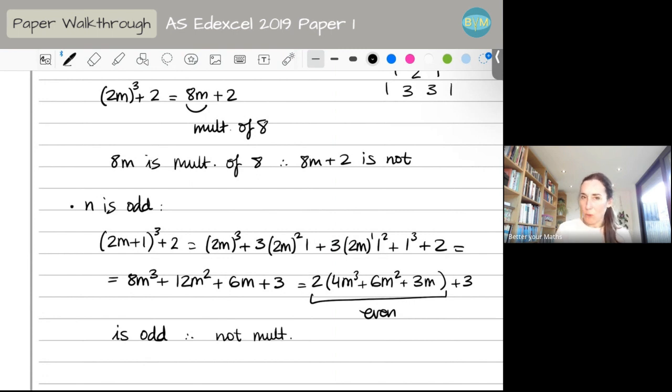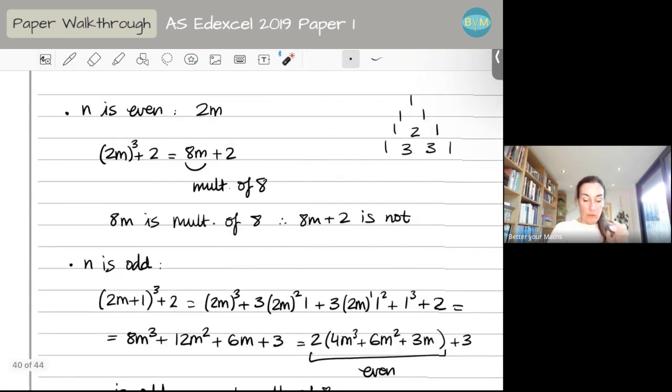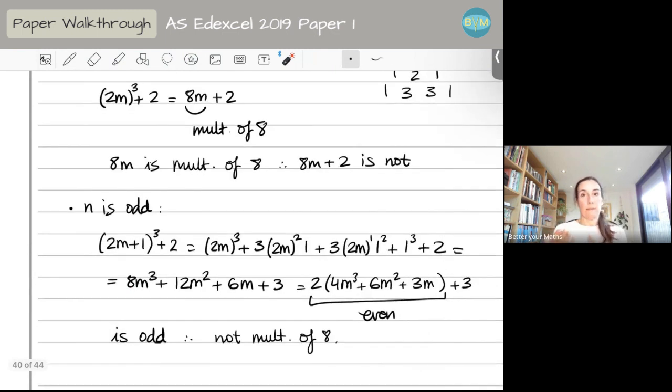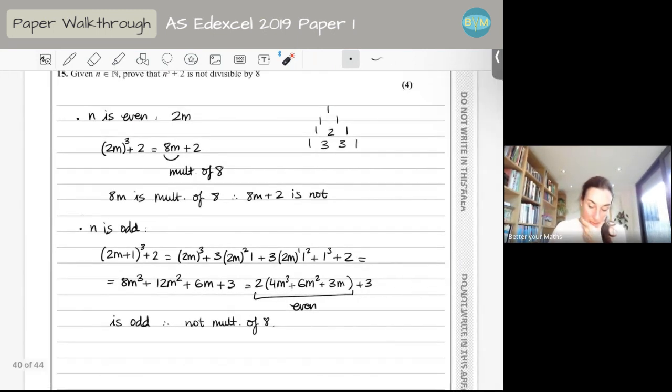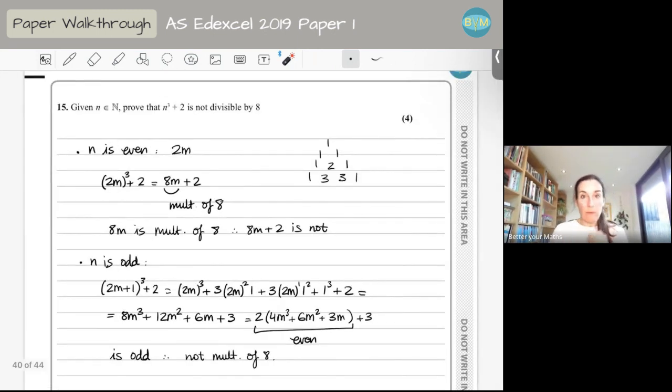You should write more than me. So write the whole thing. The important thing is that you understand. So I have done it for even numbers, I've done it for odd numbers. In neither of them is it a multiple of 8, therefore it's not a multiple of 8 for any number because they are odd or even. Yeah, that's a very, very typical example of proof by exhaustion.